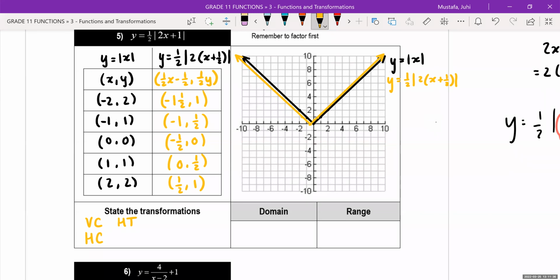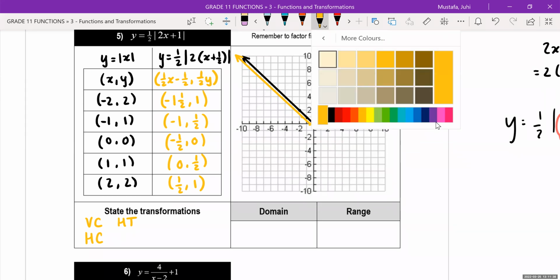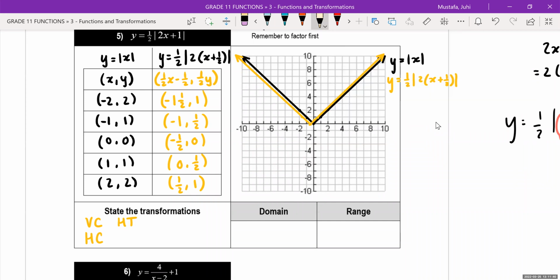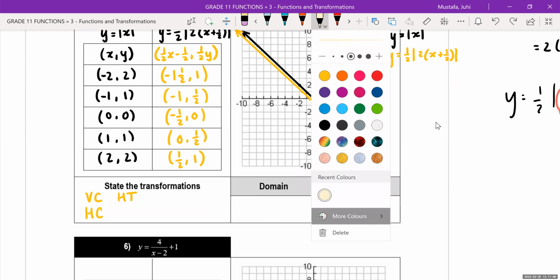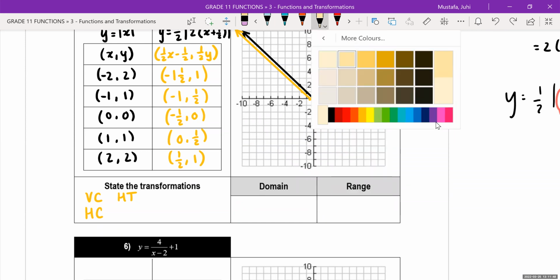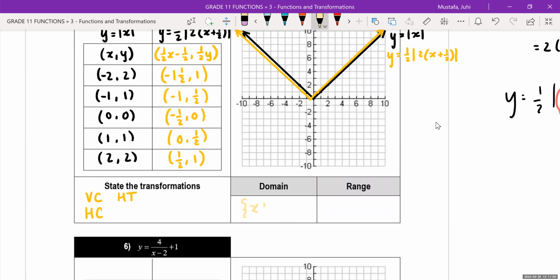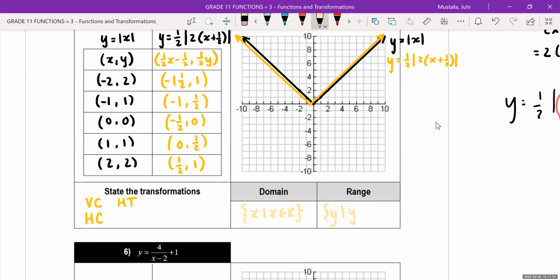The domain for this, we're in luck because the absolute value domain is always fun. So the set of all x values such that x includes all real values. And for the range, it's just going to be all the numbers greater than 0.